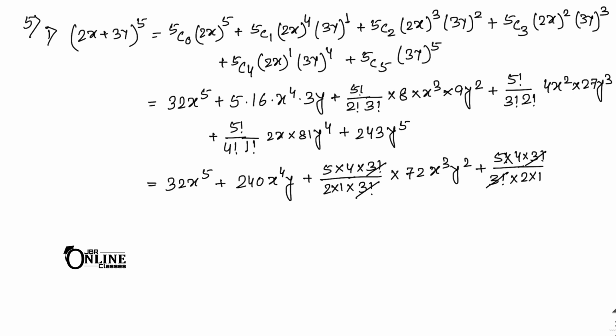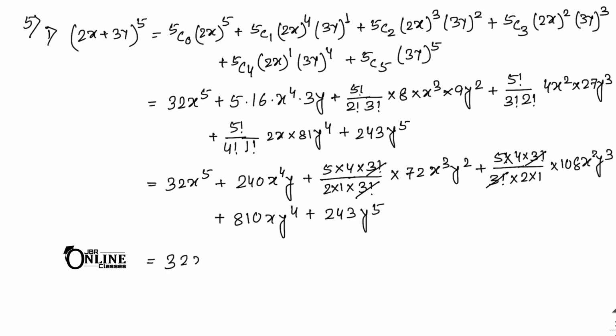Here 27 into 4, it's 108, then x square y cube, and then next here 5 into 2, 10, and 10 into 81, so it becomes 810 x y to the power 4, and the last one 243 y to the power 5.